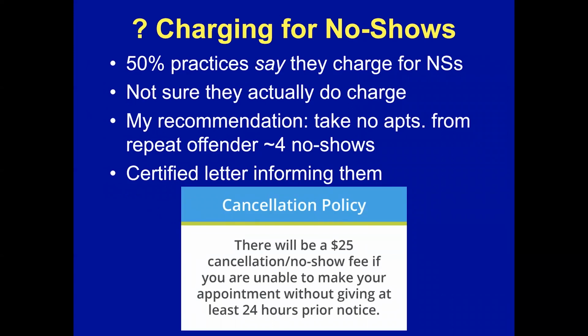Many practices say they charge for no-shows, but do not actually follow through on trying to collect for no-shows. My recommendation, if you have a chronic repeat offender, approximately 4 no-shows, is that you send them a letter notifying them that you can no longer accommodate them as your urologist, and give them an opportunity, usually about 4 to 6 weeks, to find another urologist.